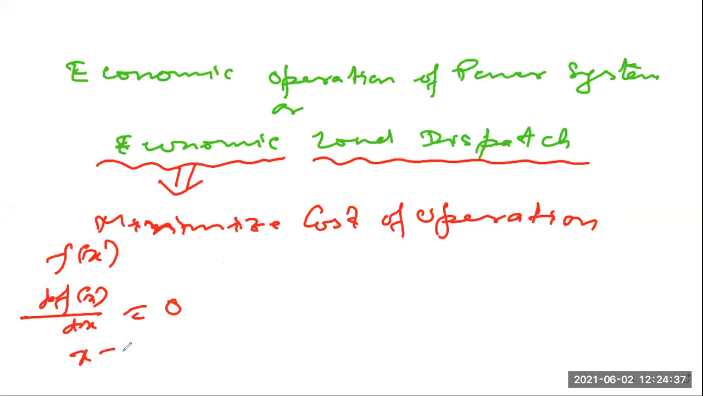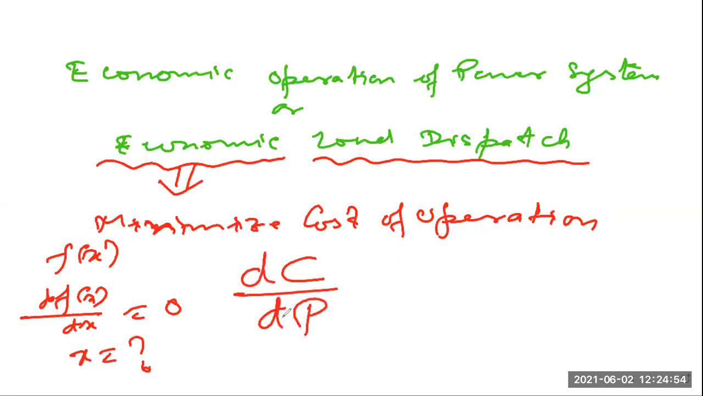We can calculate the value of x, and correspondingly that x will be substituted here. So we'll get the maximum or minimum value of that particular function. Here also, same thing. The cost is the function. Your c is the cost. So we need to calculate what is the incremental cost.